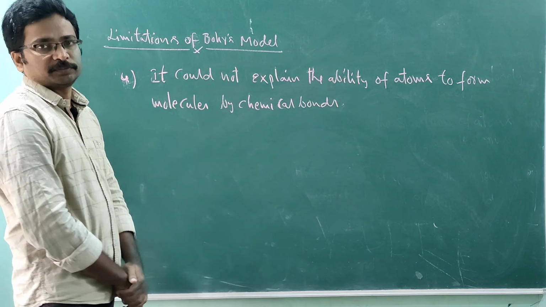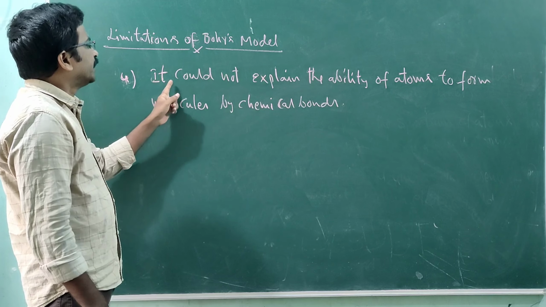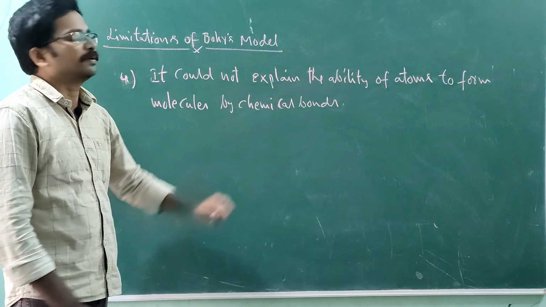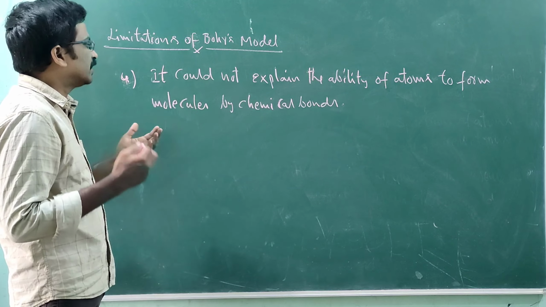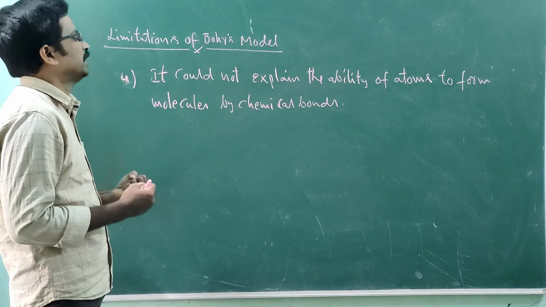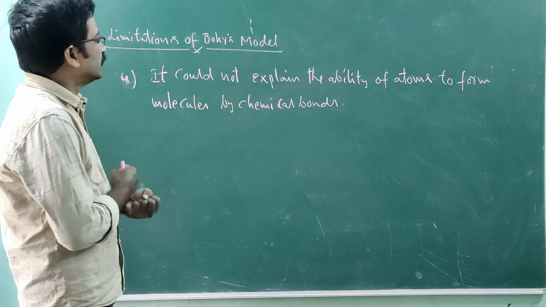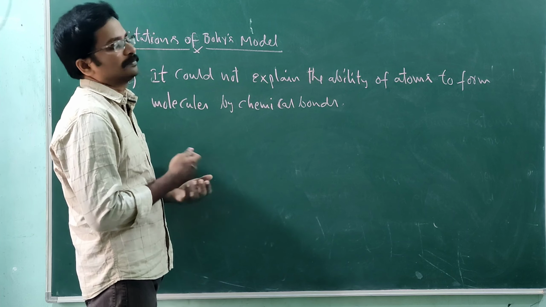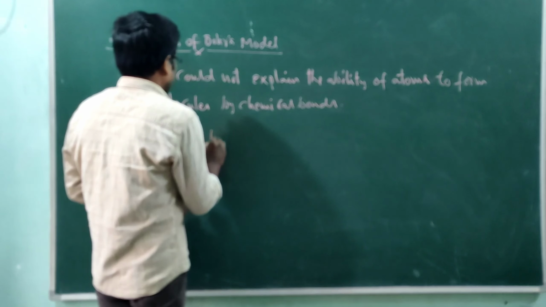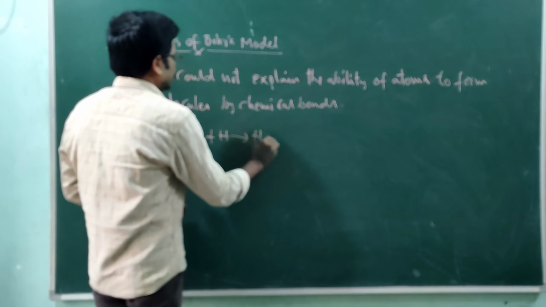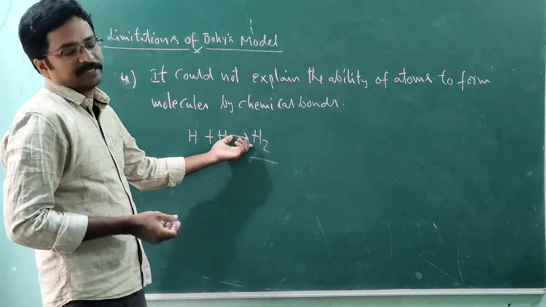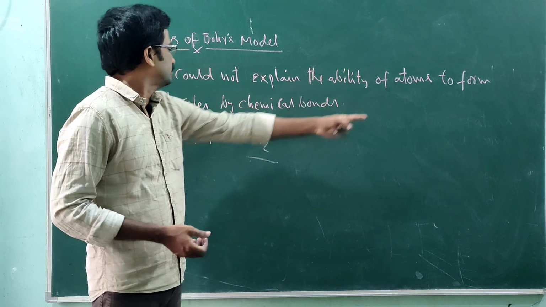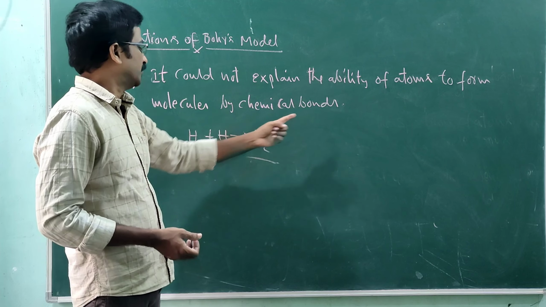Fourth point, what it says. It could not explain the ability of atoms to form molecules by chemical bonds. It could not explain why molecules are formed from atoms. For example, hydrogen and hydrogen give rise to H2. How does it happen? It cannot explain.